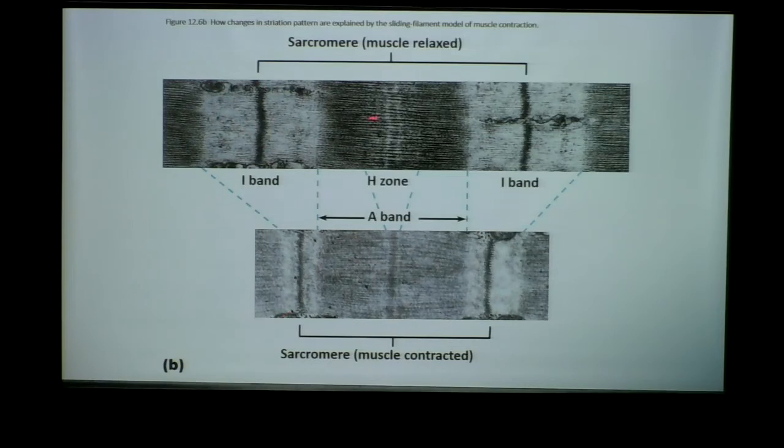That's because actin is being dragged to the M line. The H zone, which we can see here, also shortens because myosin is moving closer to the M line. And then the A band we see remains the exact same. So the A band, or the area of overlap, stays the same.